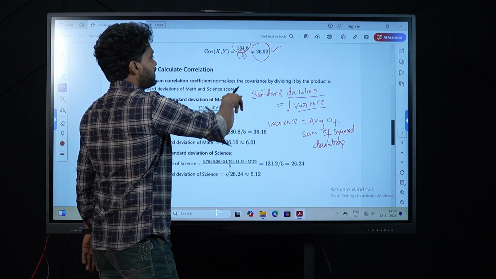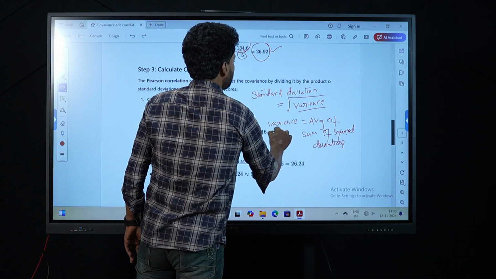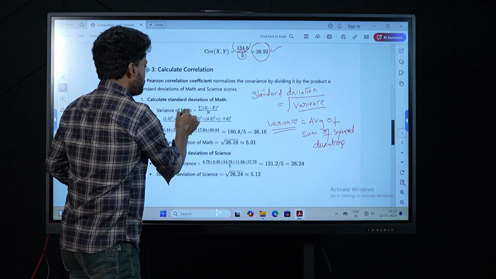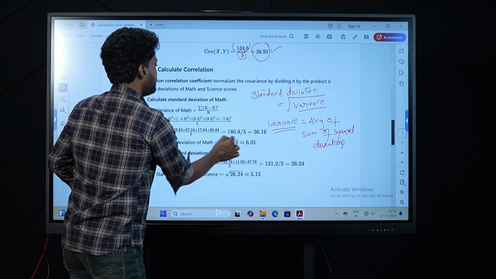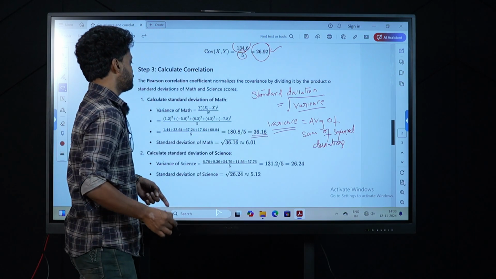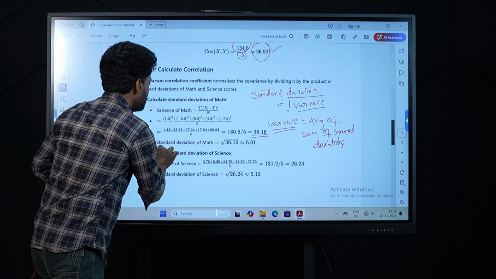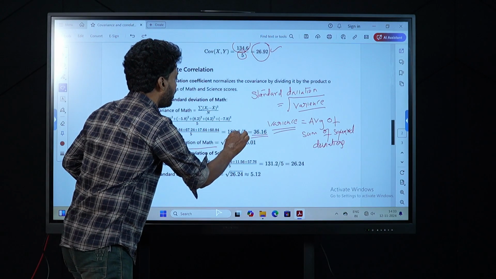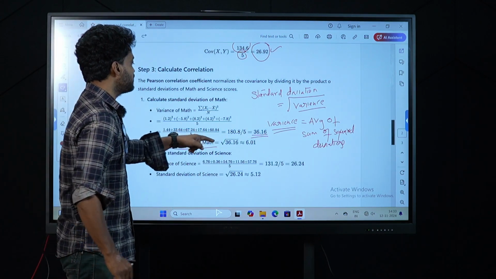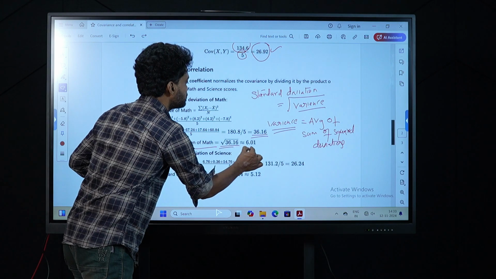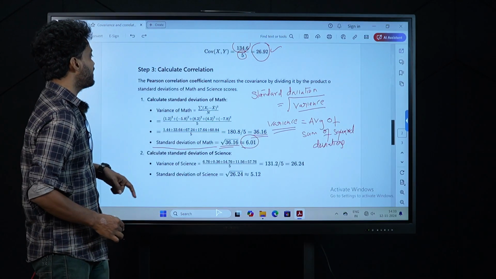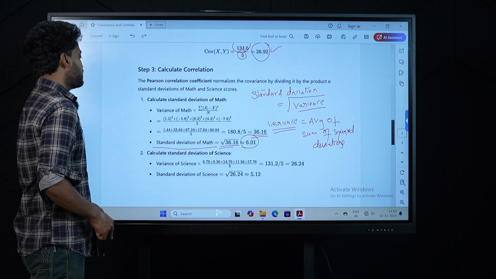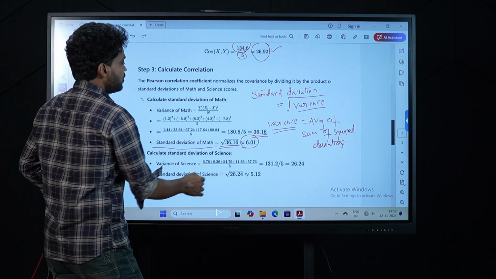So in order to calculate the standard deviation, first of all we need to get the variance. What is the variance here? Variance of maths will be equal to 36.16. And then the standard deviation of maths is the square root of the variance. The square root of 36.16 is equal to 6.01. Similarly, when you calculate it for science, the standard deviation of science will come to 5.12.